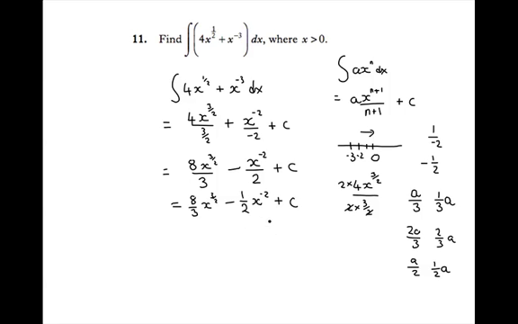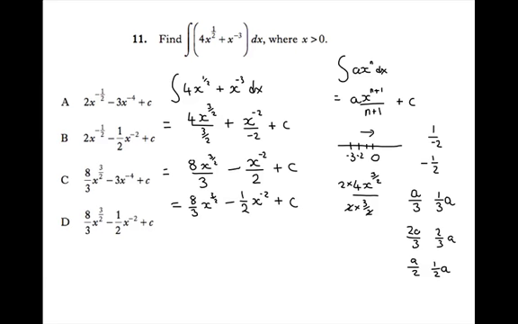So there is the final answer, and let's just find out what the choices are. Let's glance down them. There we go. 8/3 x to the 3/2 minus a half x to the minus 2 plus your constant of integration. So it's choice D. Let me write that. Choice D.